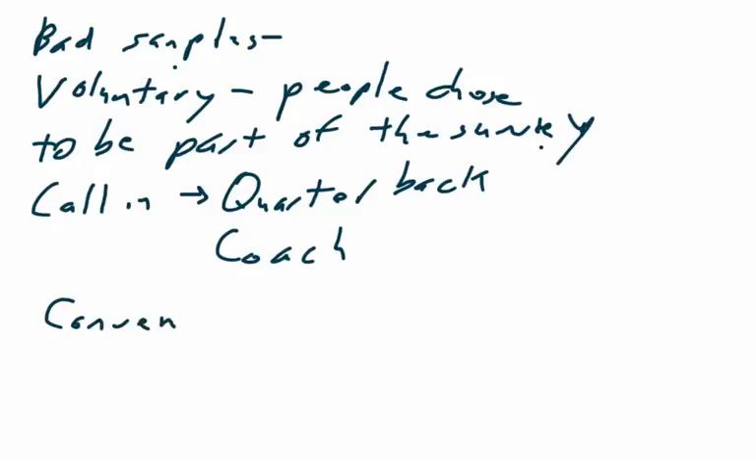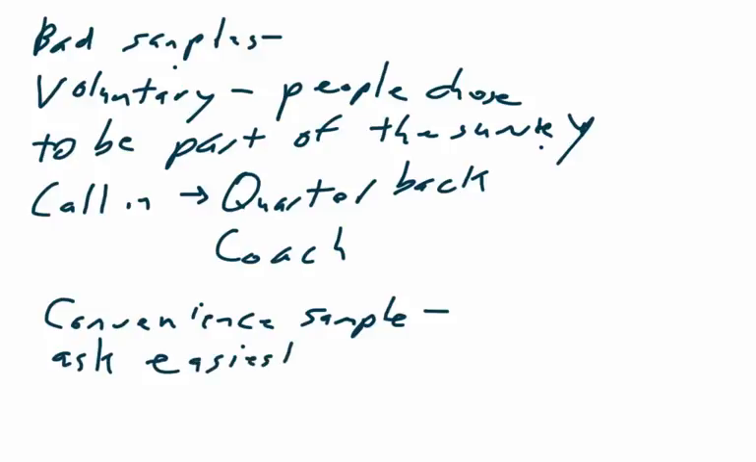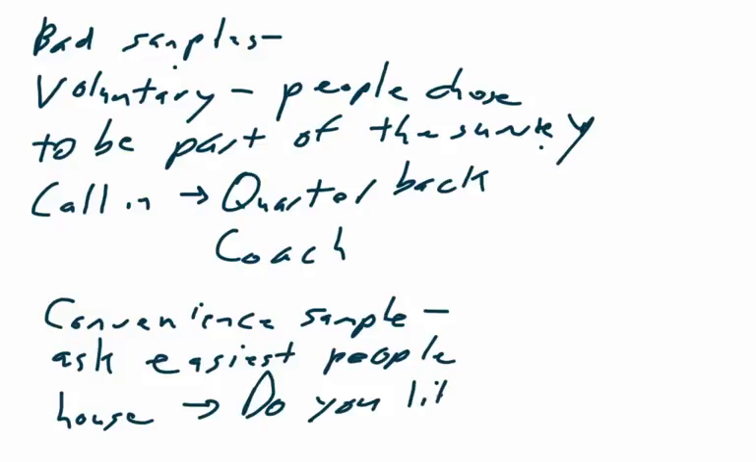Then we have something called convenience sampling. Convenience sampling is where I ask the easiest people. So I go around my house and I ask people, do you like me? And the people in my house all say, yes. So everybody likes me. No, I just did this because it was easy.